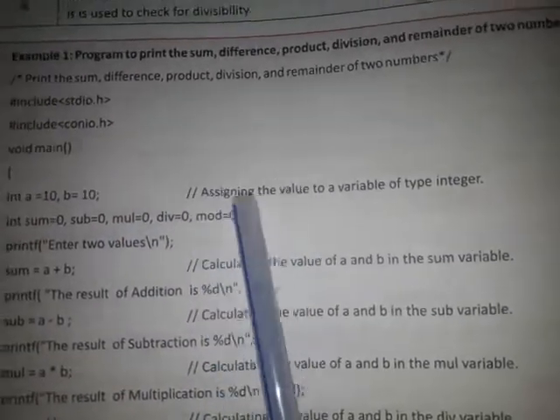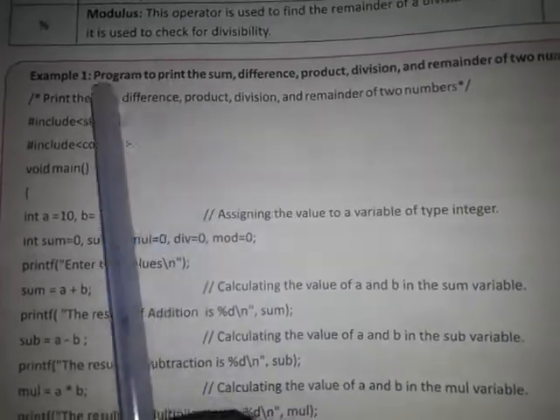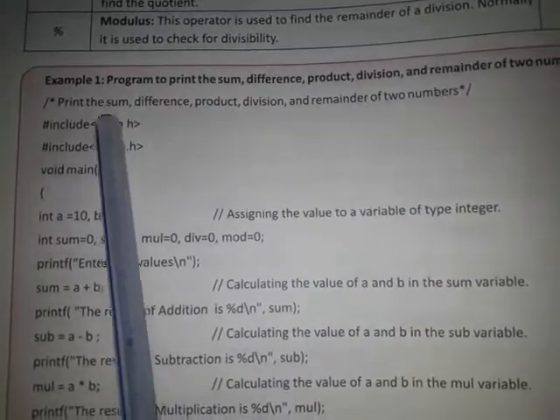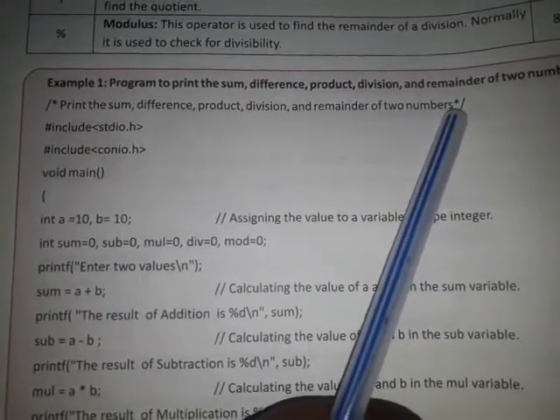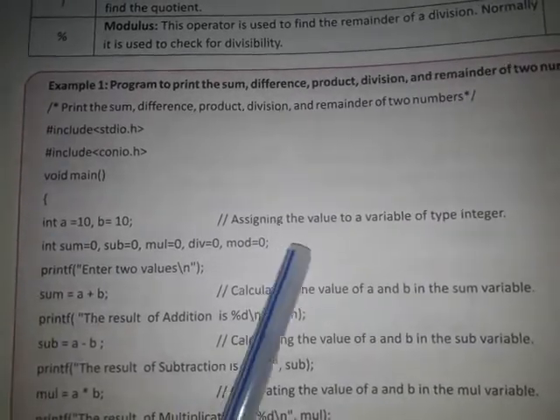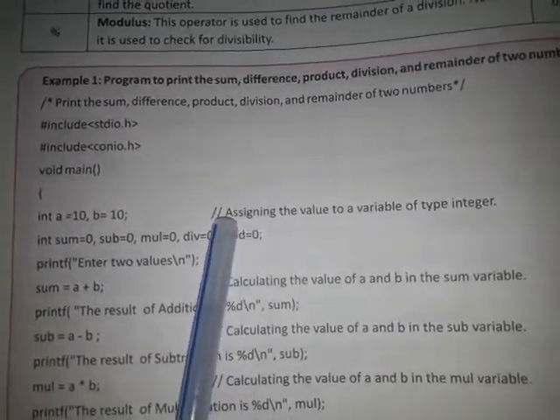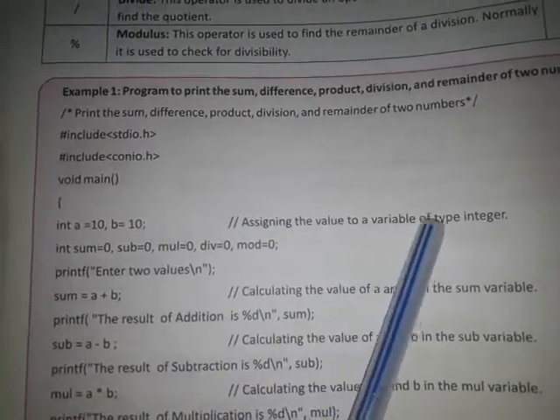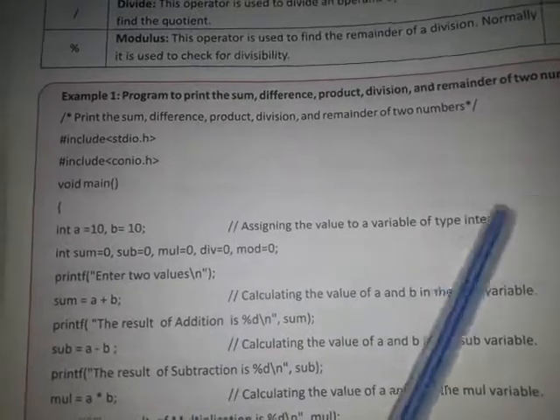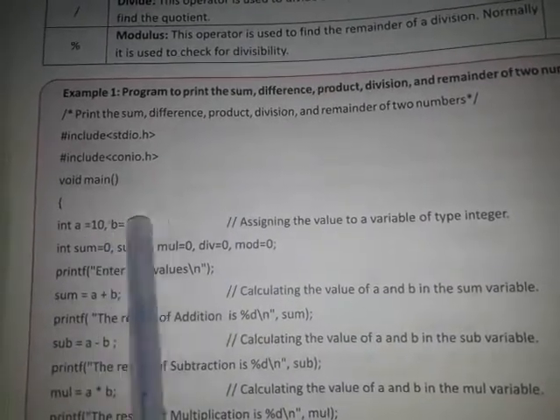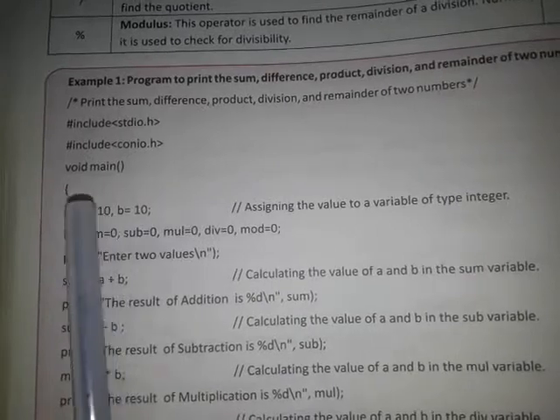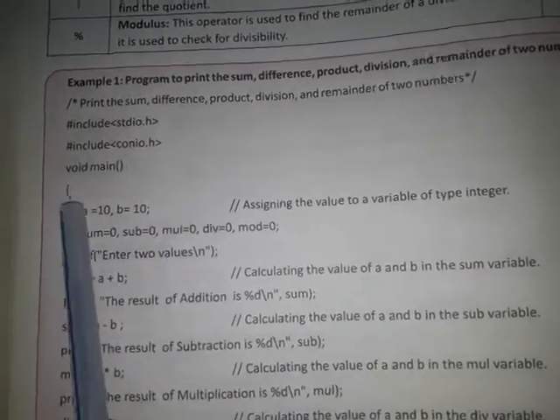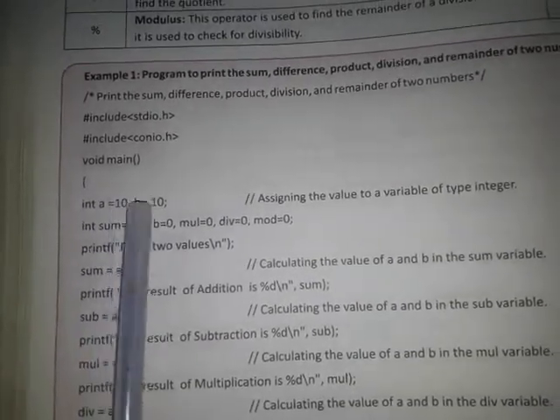Here is a comment. This is called a single line comment. This is a multiple line comment. Multiple line comment means if you write the remaining part below this line and then close the comment mark, it is called a multiple line comment. Single line comment is a double forward slash, for example, assigning the value to a variable of type integer. The compiler will not read this, it will be ignored. The compiler will read only this type of statement: a is 10, b is 10. A and b are both of type integer. This is the way to declare and initialize two variables.